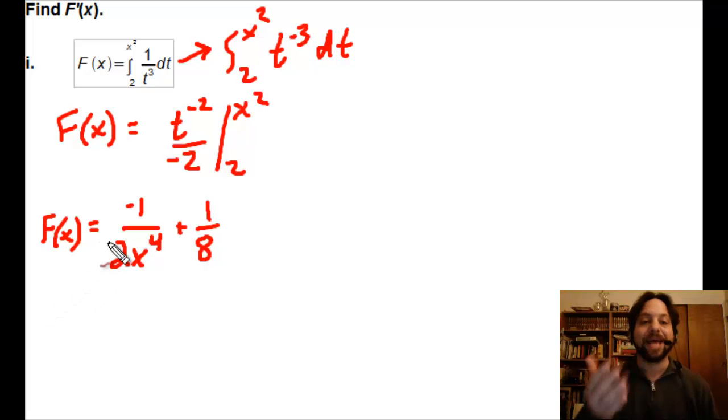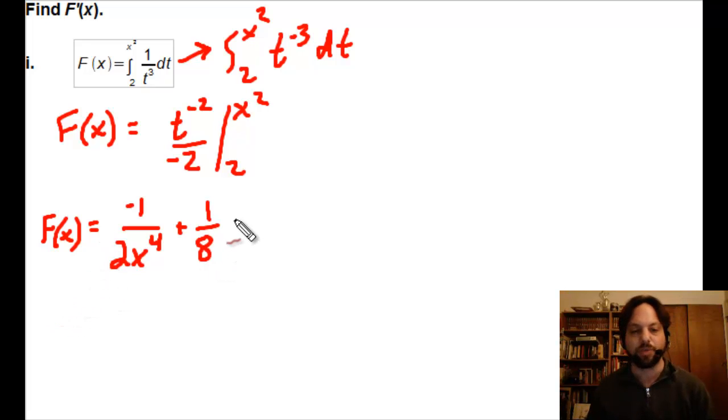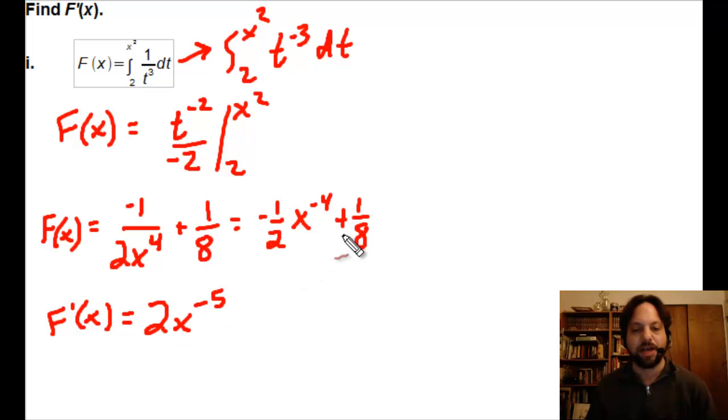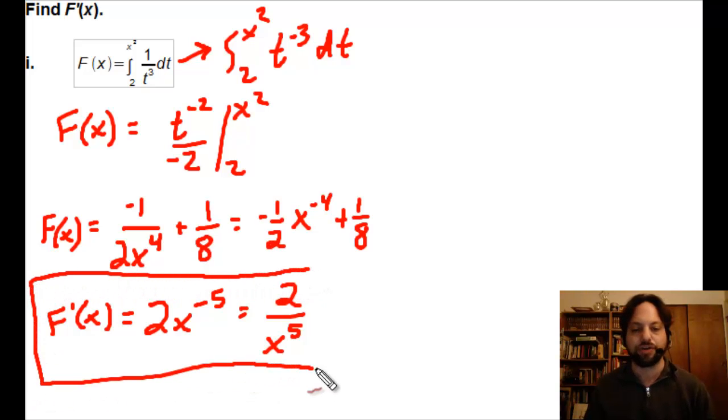If we want to differentiate this accumulation function, maybe it would be a good idea to write this a little differently first. How about negative 1/2 x to the negative fourth plus 1/8? Now, this is going to be easy to differentiate. Shouldn't be too many problems here. If we use the general power rule and drop this negative 4 down, we'll get 2x to the negative fifth. And of course, the 1/8 is just going to differentiate away. So we could rewrite this and get our final answer as 2 over x to the fifth. That is the rate of change of our accumulation function.